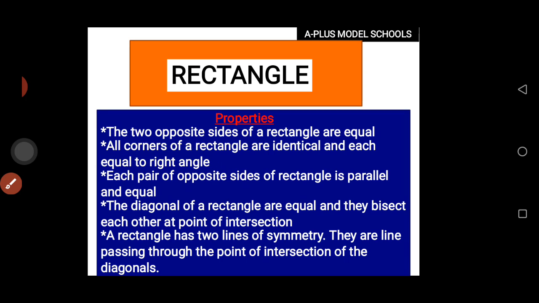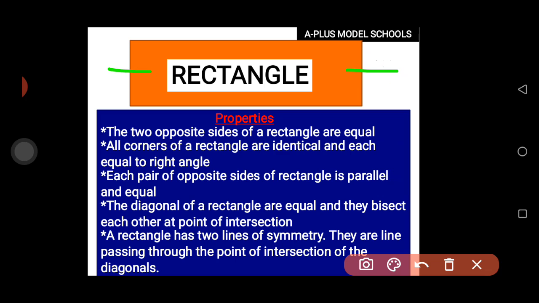Now let's move to the second one, which is a rectangle. The 2 opposite sides of a rectangle are equal. So look at this side, this side. When you measure it, they will have the same length. Also look at this line and this line. They are also equal. So that's why we said the 2 opposite sides of a rectangle are equal in length. Another one is all corners of a rectangle are identical and each equal to a right angle.